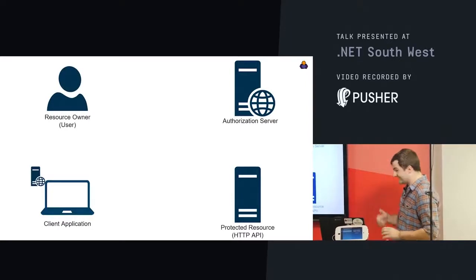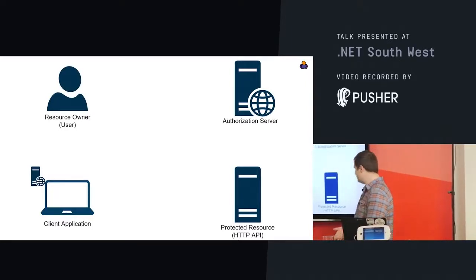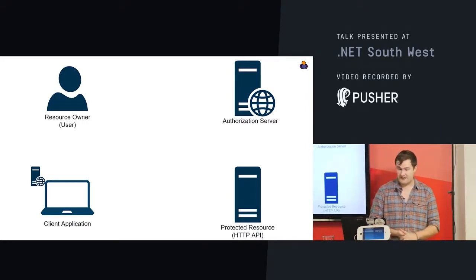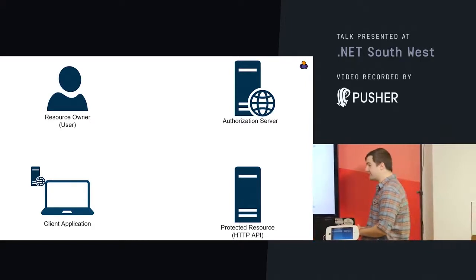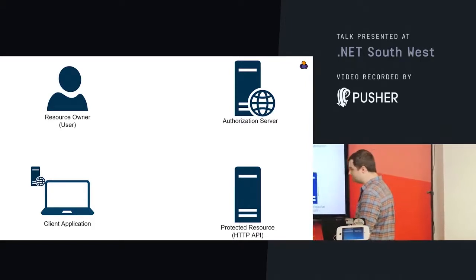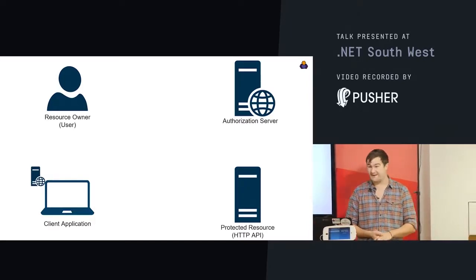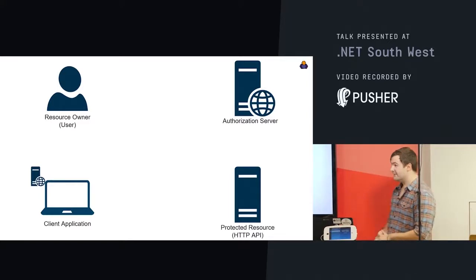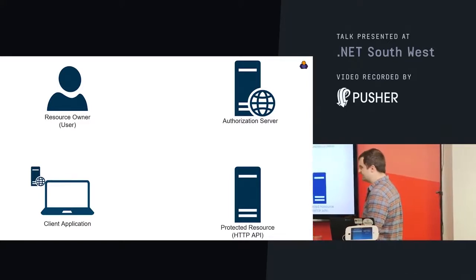So the OAuth dance. There are 4 players in an OAuth request. You have the protected resource, so your API. You have the authorization server, who's going to be in charge of saying, yes, you're allowed to access this API, no, you're not. We have the client application, so let's say an ASP.NET MVC application. And we have the resource owner, who's typically a user.